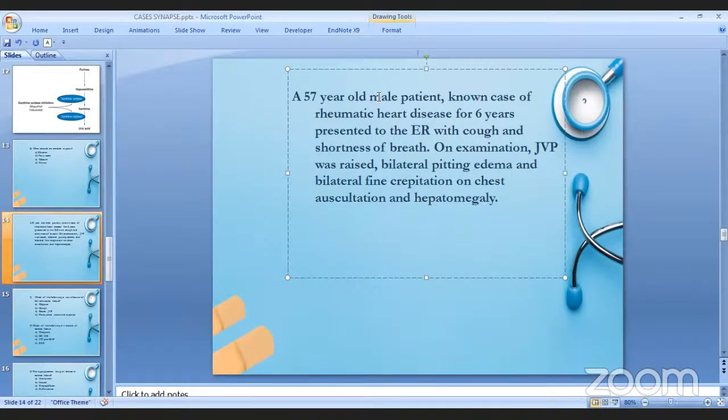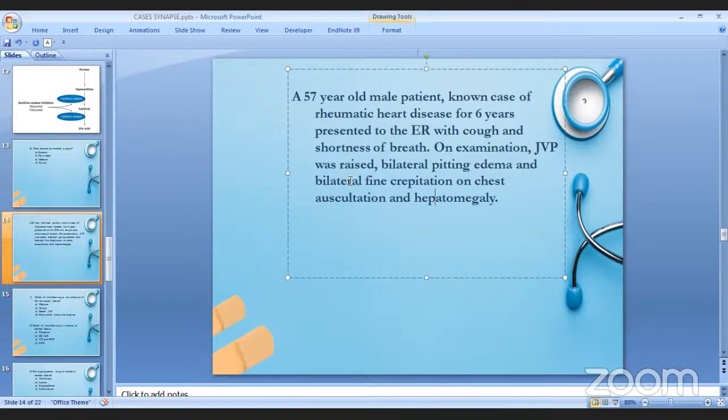All these symptoms are related, and there will be a direct cause. So I will break it to you, right? These all are the symptoms of congestive cardiac failure. If you look at it closely, right? Jugular venous pressure is raised, so the right side of the heart is not working well. Bilateral pitting edema, hepatomegaly. The right side of the heart is not working well.